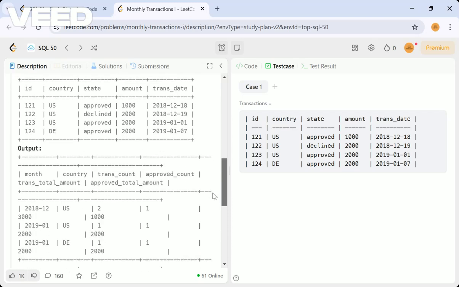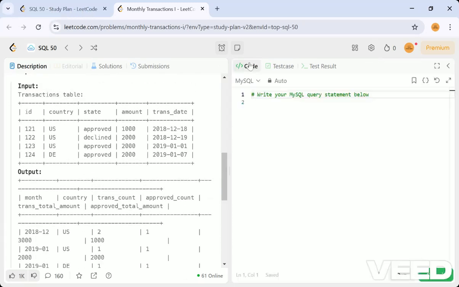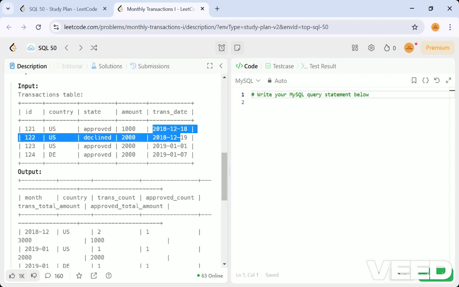Let's see that with an example so that we understand it. Here you can see the transaction table with some IDs and countries. They are asking us to group by country and the month of the transaction date. If the years are the same, then we find the month. Year and month should be the same. Here you can see 2018 and 12, and 2018 and 12. These two are the same, so we have to group these two.